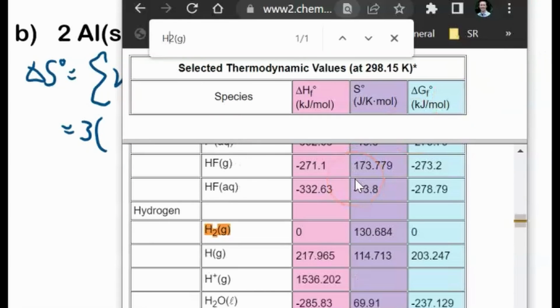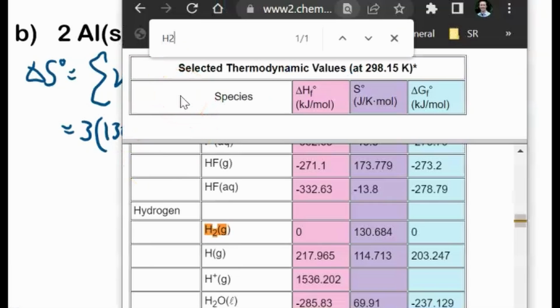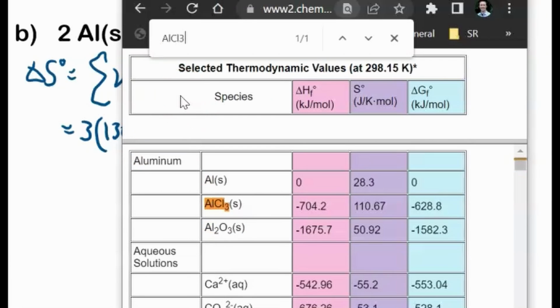Where did it go? There it is. So it is 130.684 joules per mole Kelvin plus 2. Now the aluminum chloride, it's in an aqueous form. So this is super key. Make sure we're looking at the aqueous one, AlCl3.